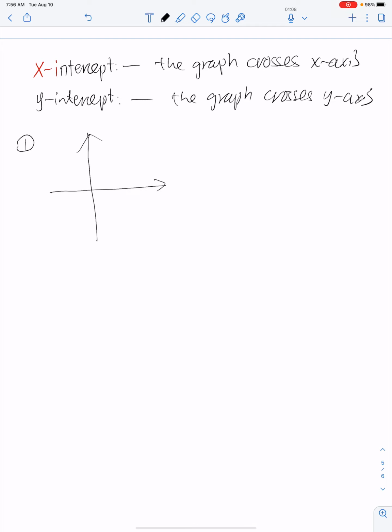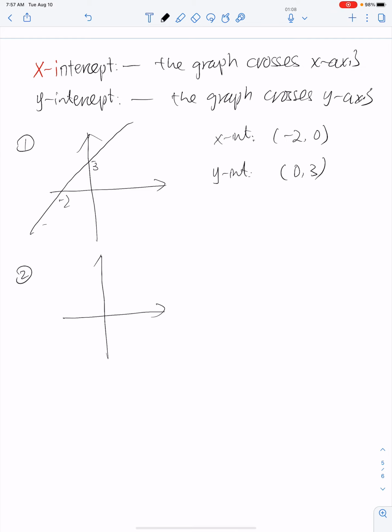Okay, so let's look at a typical example. We have -2, 3. So what is the x-intercept? -2, comma 0. What will be the y-intercept? It's 0, comma 3. With me? So here you have one x-intercept and one y-intercept. What happens, could we have two x-intercepts? Of course.